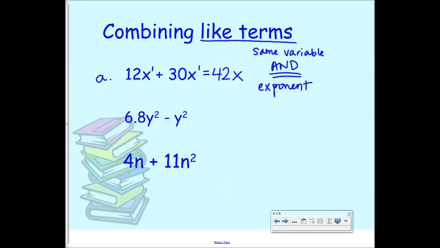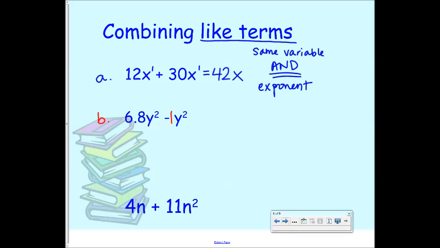Okay, in B, what do we have in B? Do we have like terms? Yes, because what's the variable? Y to the second and y to the second, so they match, so those are like terms. I don't see anything in front of here, so what do I assume that it is? A 1. So now I have 6.8y squared minus 1y squared.